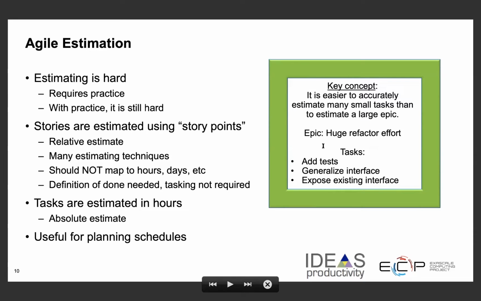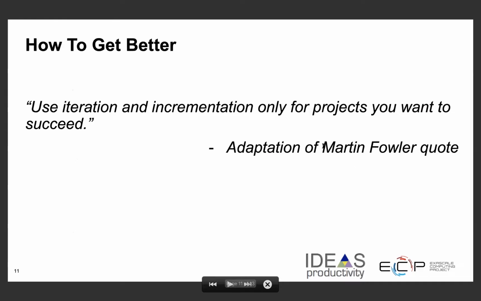Try to keep things simple when it comes to estimating. It's a lot easier to estimate the time taken to complete an epic when you break it down into smaller tasks. It's easy to miss things when you don't break down into smaller chunks, and it's quite possible to underestimate the cost of adding tests and running more verification suites and so on. So use iteration and incrementation only for projects you want to succeed. That's a good quote to remember.